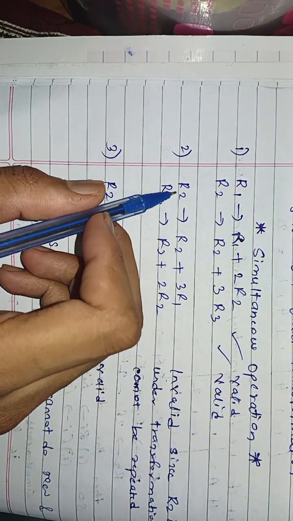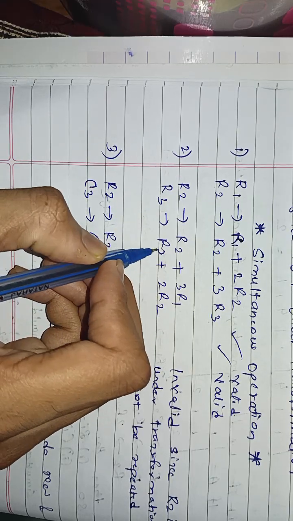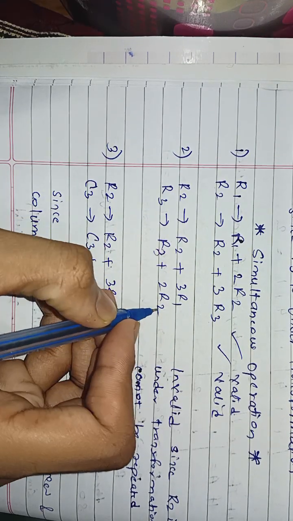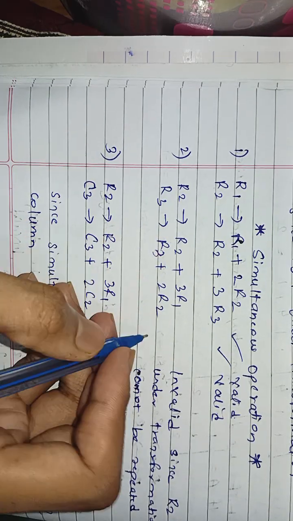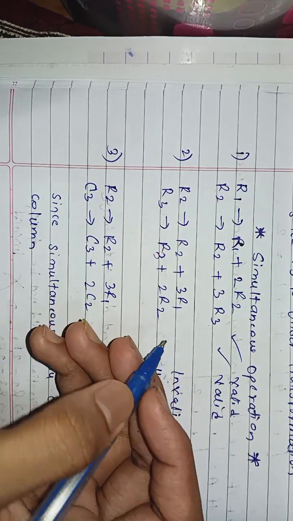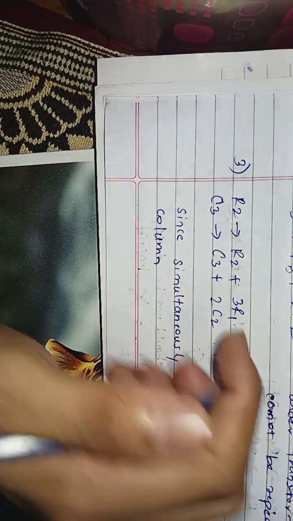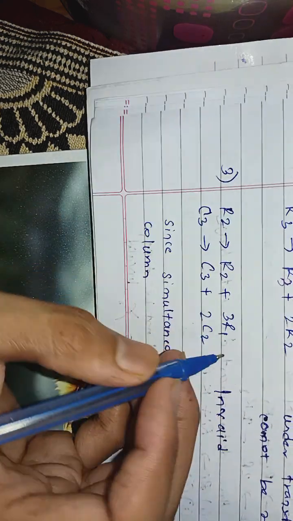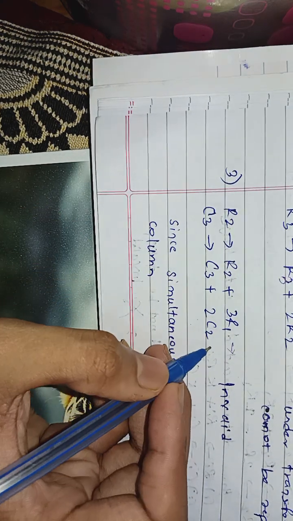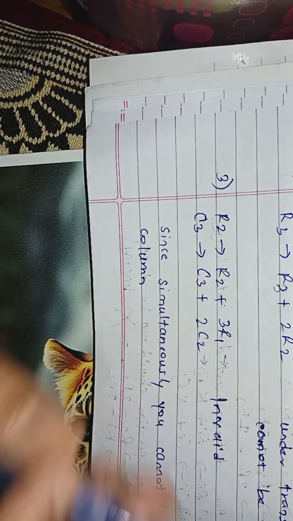But here I wrote R2 is equal to R2 plus 3R1, and here I wrote R3 is equal to R3 plus 2R2. Here R2 is under transformation, so you cannot write R2 in the next step. This operation you cannot do. If you do this, the determinant will come out wrong. You also cannot do row and column operations simultaneously. If you do this, the determinant will come out wrong.